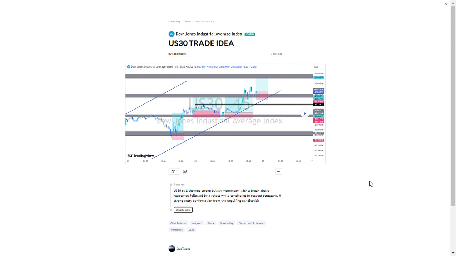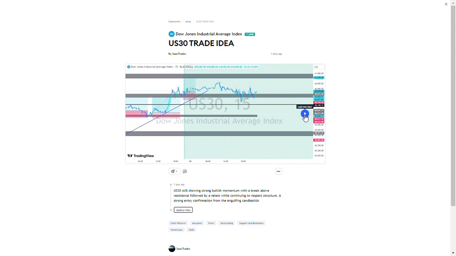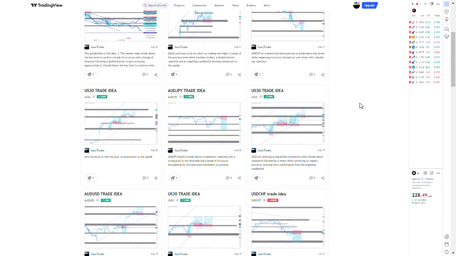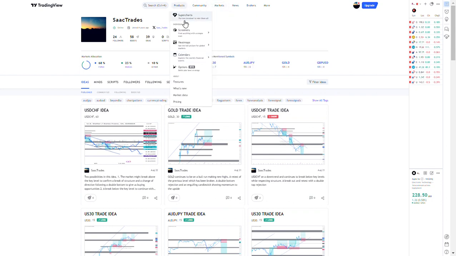So for USDT, this is another trade that I took, and USDT is still showing strong bullish momentum with a break above resistance, followed by a retest while continuing to respect structure. A strong entry confirmation came from the engulfing candlestick. So this was the confirmation, but I think this one hit stop loss, if I still remember very well, right here. So this one stopped me out. But let's go over to the charts and check out the setup.